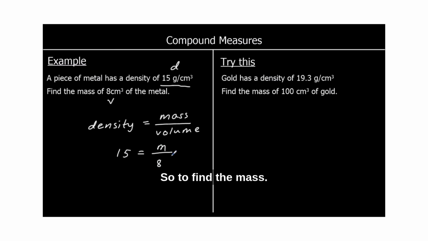So to find the mass, multiply both sides by 8. So 15 times 8 is 120. What are the units? So the density was grams per centimeter cubed. So the mass is in grams. Okay, one for you to try. So give this one a go.